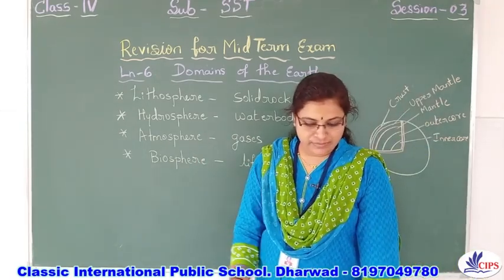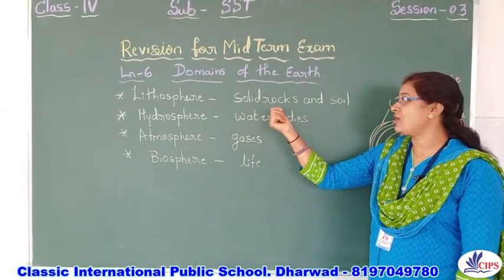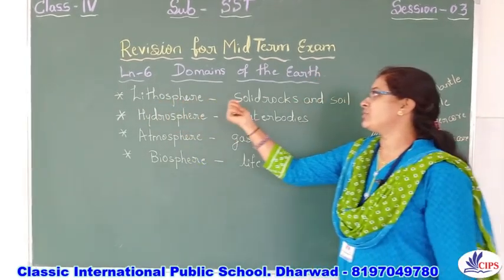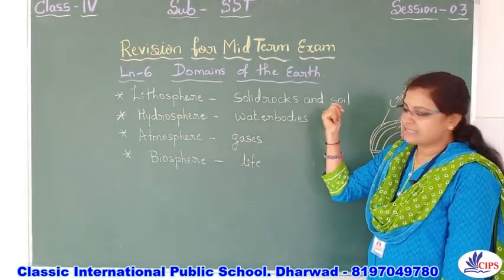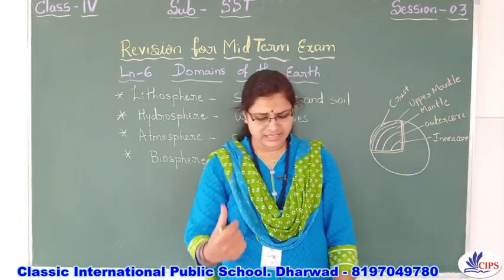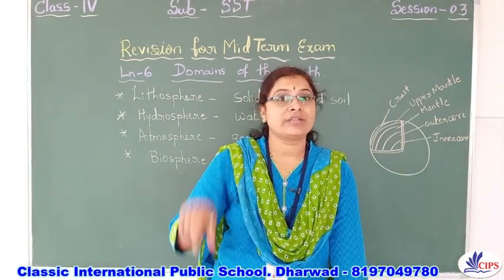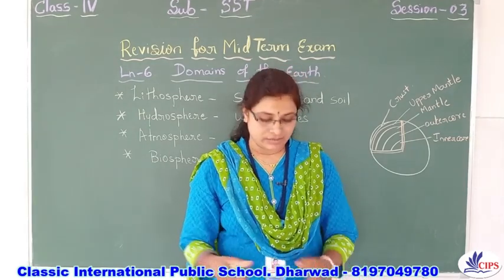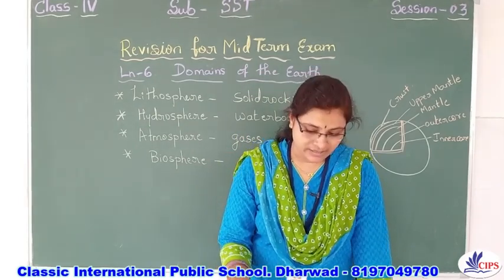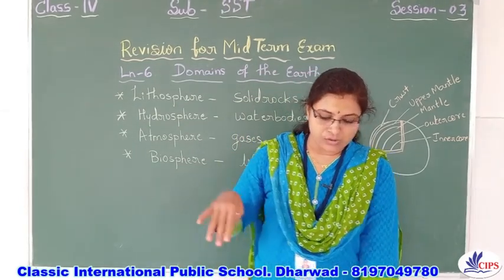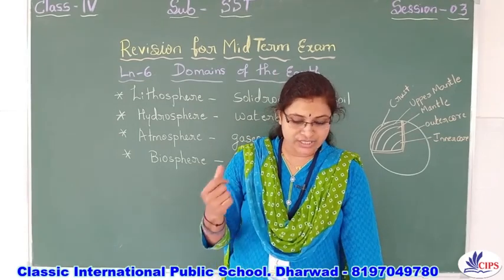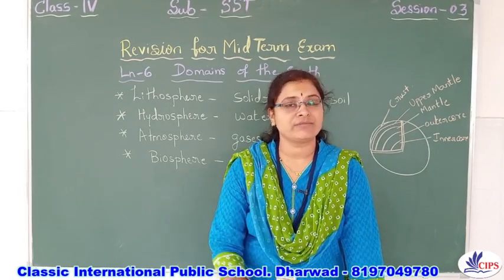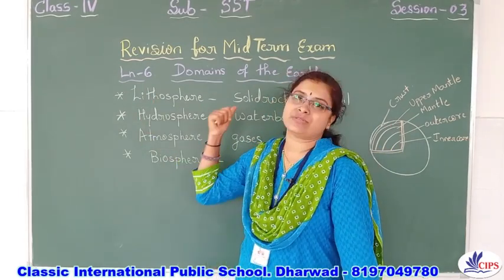Then children, the lithosphere consists of solid rocks and soil. It also consists of all the continents. In the previous class we already learned about the continents. So the lithosphere includes all the continents and ocean floors. Means all the continents and ocean floors are also part of the lithosphere.